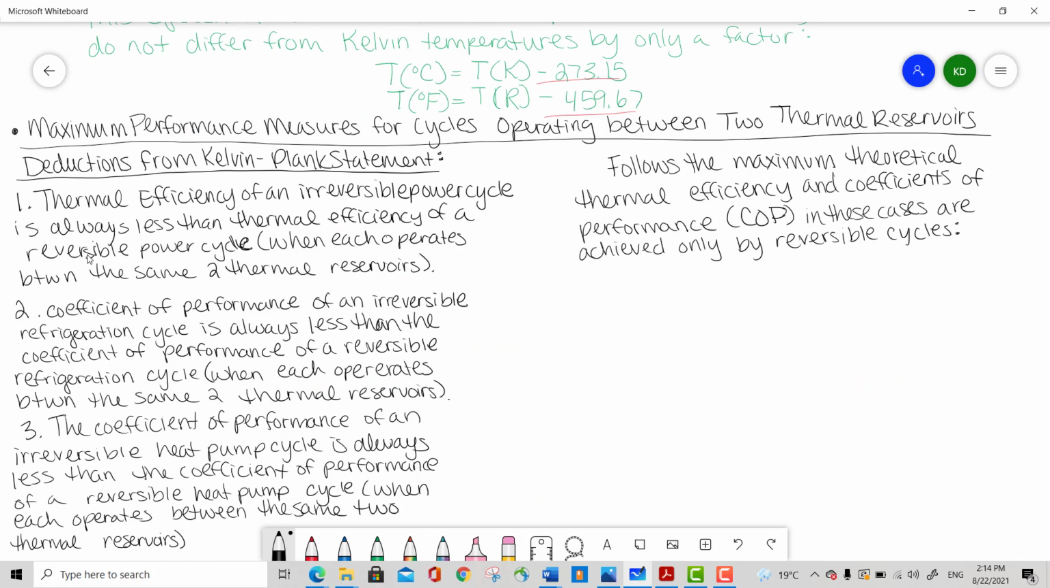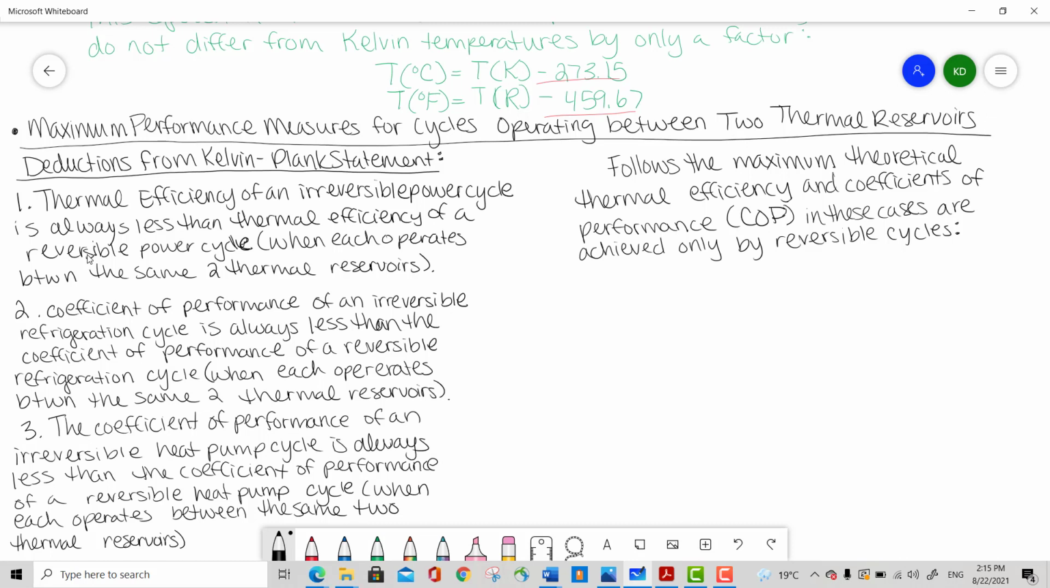Okay, so for maximum performance measures for cycles operating between two thermal reservoirs, we can deduce the following from the Kelvin-Planck statement. And these we've gone over quite a few times. Number one, thermal efficiency of an irreversible power cycle is always less than the thermal efficiency of a reversible power cycle when each operates between the same two thermal reservoirs.